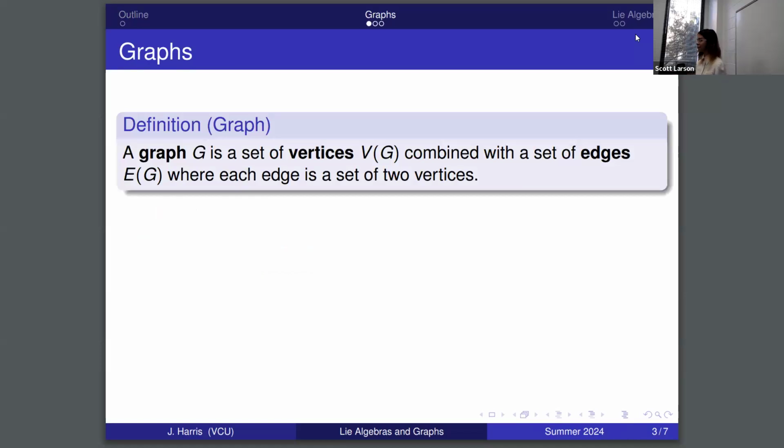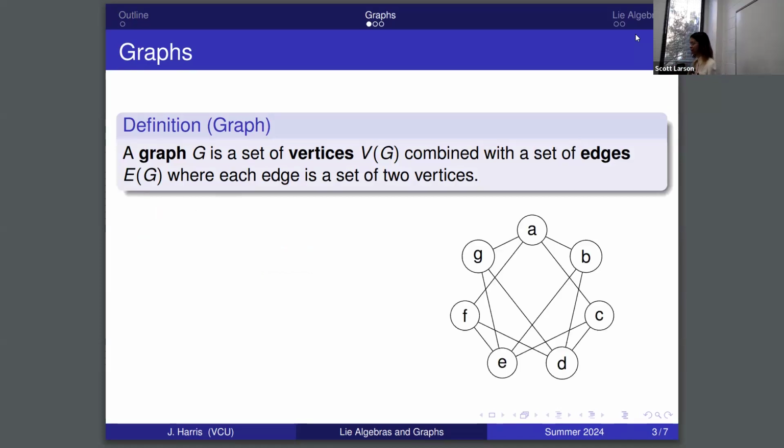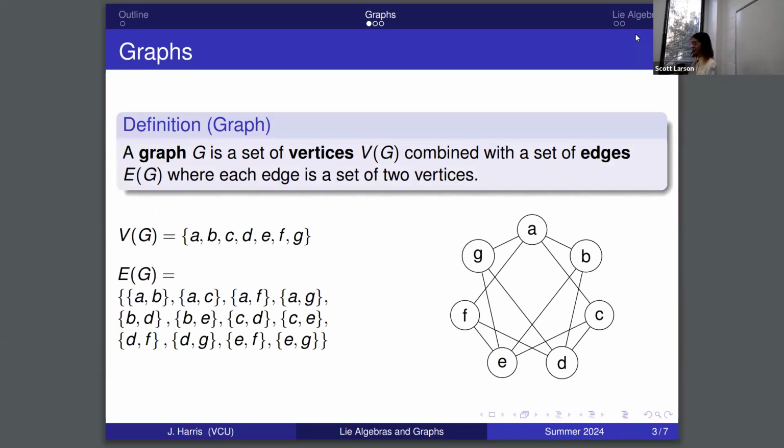So to start, I'm going to quickly talk about graphs. I'm sure that most people have seen graphs, but just in case you haven't, a graph is a set of vertices as well as a set of edges, where an edge is just a set of two vertices. These are the sets that define the graph that I have here.